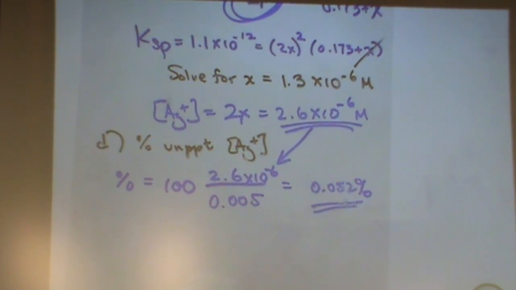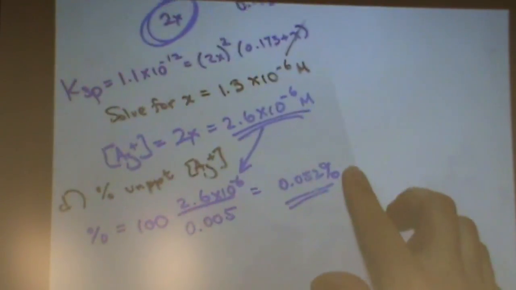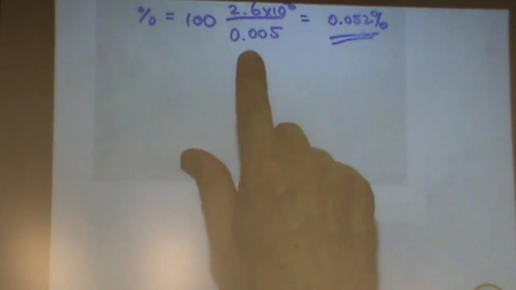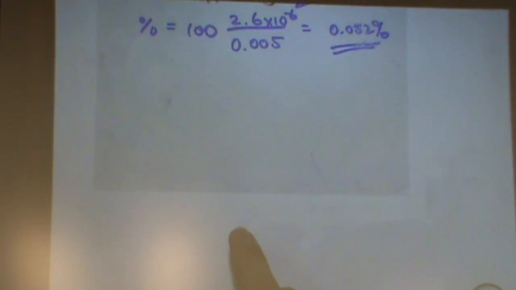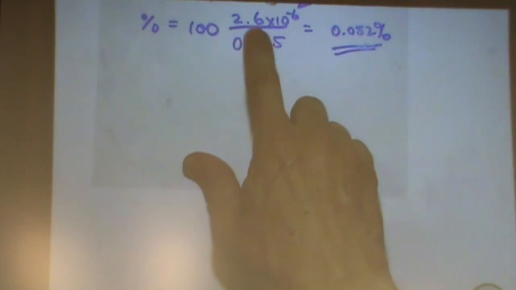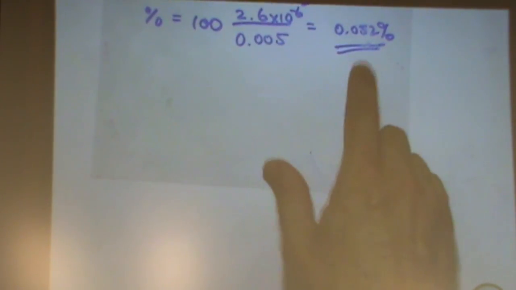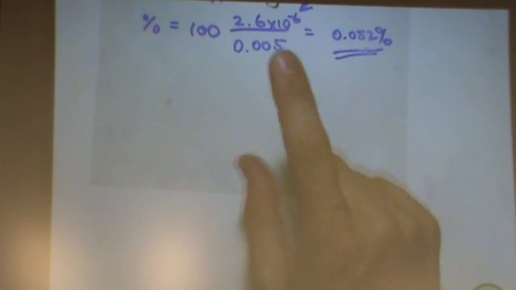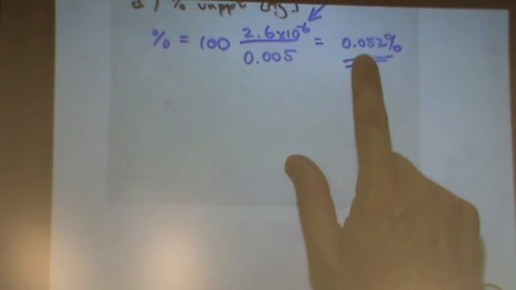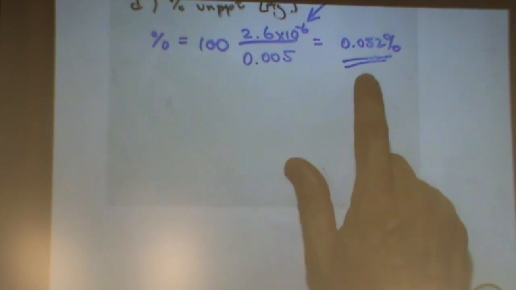Yes. So for part D, is that the percent unprecipitated, or is that the percent that is precipitated? This is the percent unprecipitated. That means that very little of the silver is left, so it's an unprecipitated amount. The amount precipitated would be 100 minus this number, or 99.948.